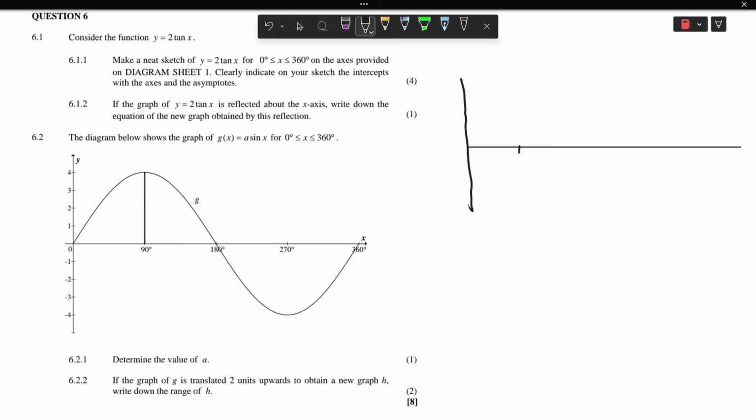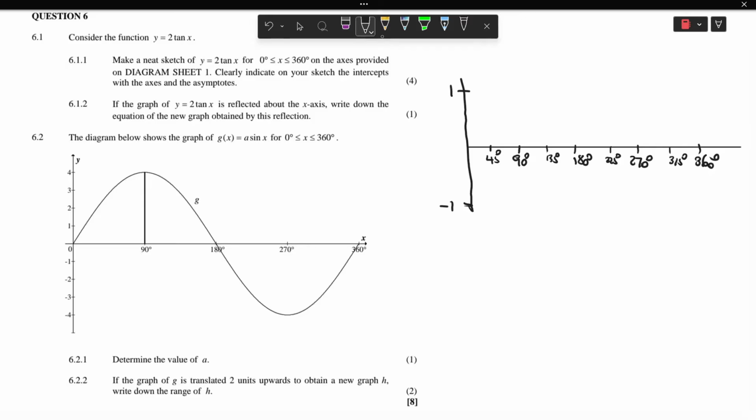Okay, 90 degrees, 180 degrees, 270 degrees, 360 degrees. Put 1 here, put minus 1 here. So this one will be 45 degrees, 135 degrees, 225 degrees. Here would be 315 degrees. I'm using the scale of 45.